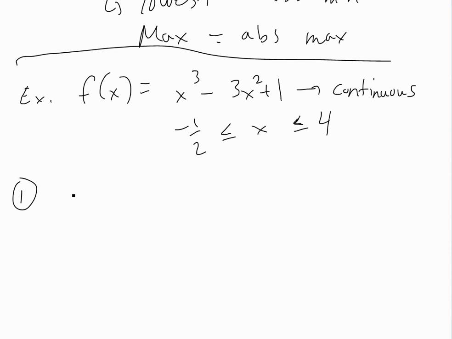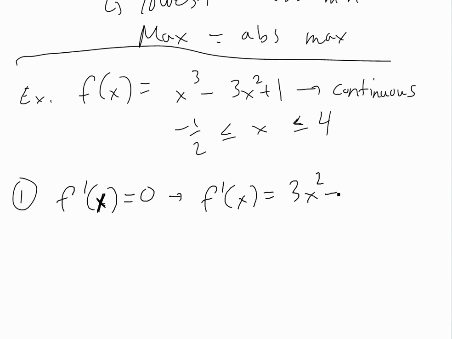Remember, critical points are where f prime of x is equal to 0. So let's get the derivative. f prime of x is equal to 3x squared using the power rule, and then using the power rule again, this one's 6x. So that's the derivative here. Then all we do is set it equal to 0 and solve for x, and those are going to be the critical numbers.